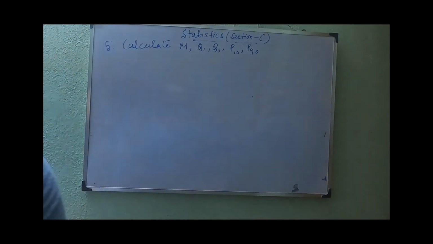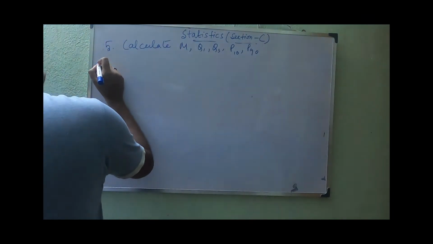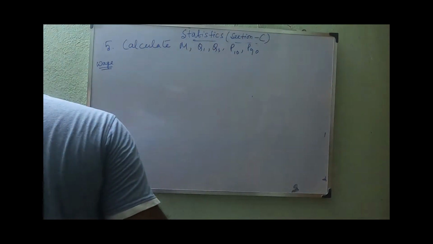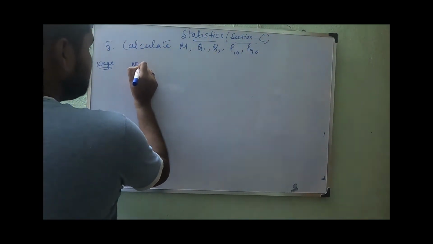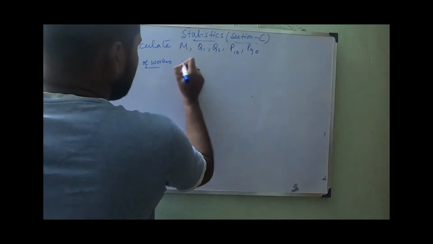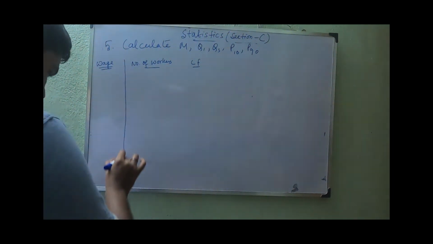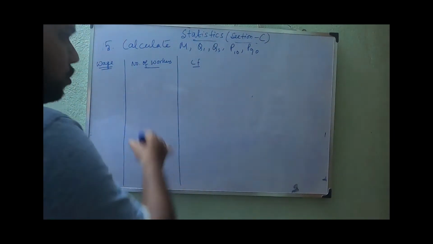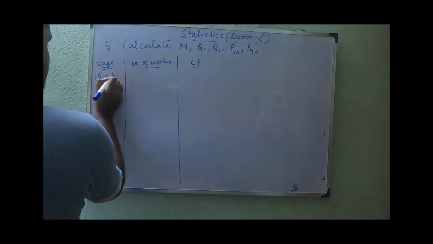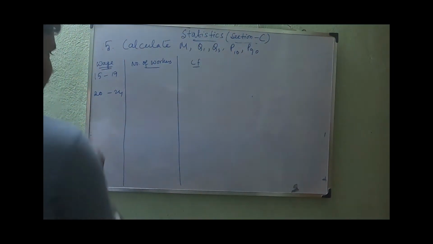Now the data is pretty big, so let me just write it once. Wage is given, number of workers is given, and I have to also calculate the cumulative frequency, so I'm just making the column. Now I'm doing it vertically, you could have done horizontally, no problem. Now it is given 15 to 19, 20 to 24, and so on.